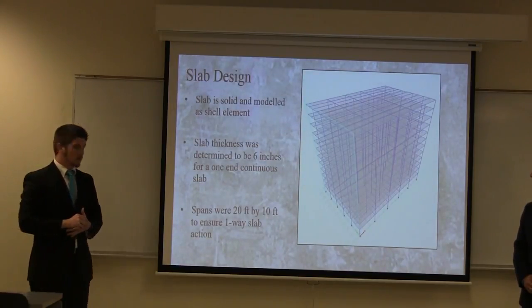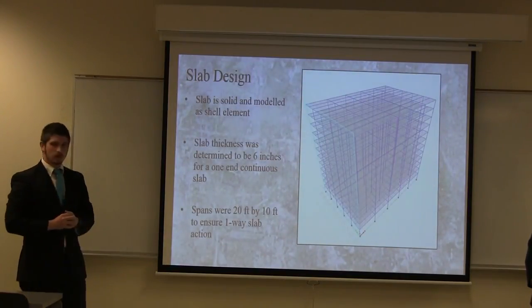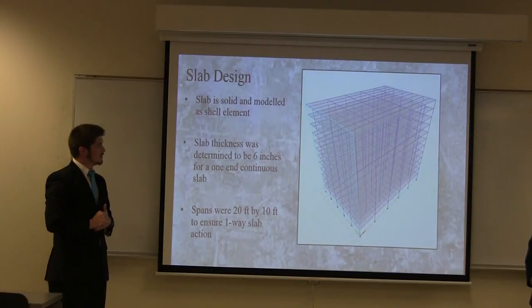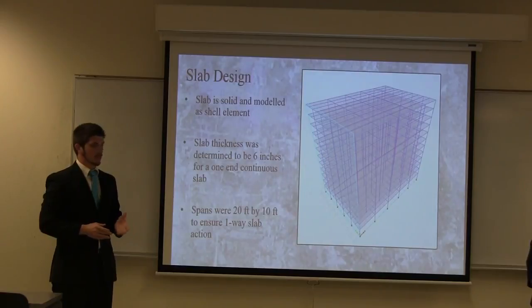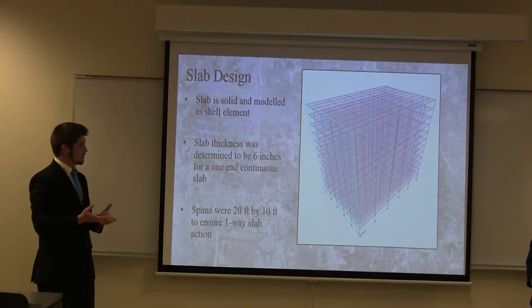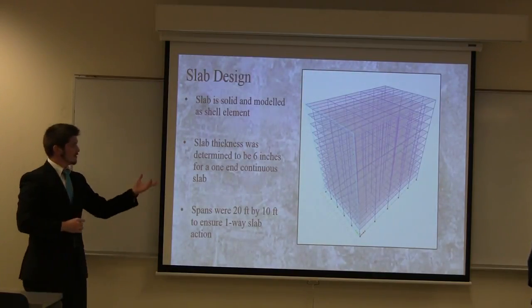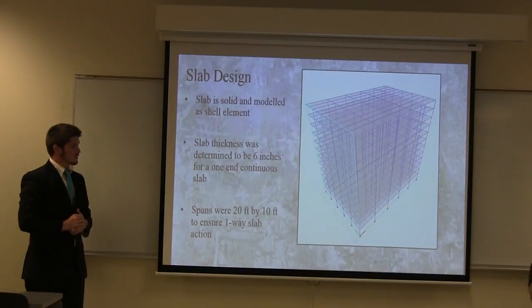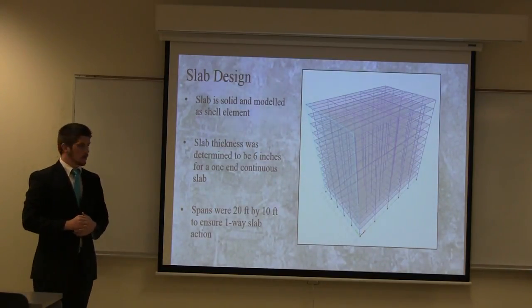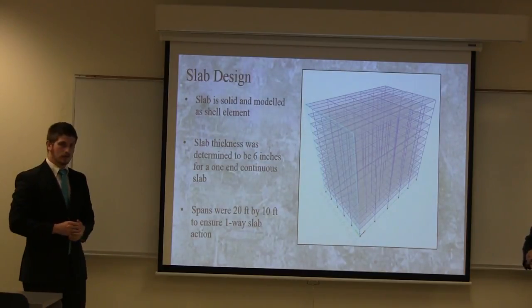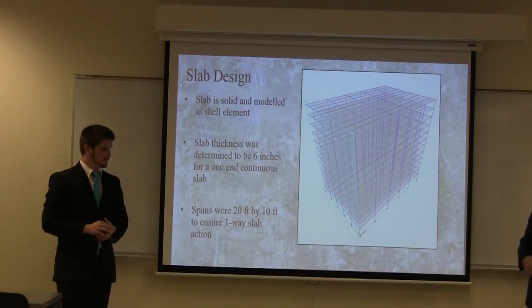Next, we did the slab design. The slab was modeled as a shell element. It was important that we also assigned all the floors as a rigid diaphragm. That way, the deformed shape worked correctly. The slab thickness was determined to be 6 inches. That was for a one-end continuous slab, which is L over 28, and our L was 10 feet.